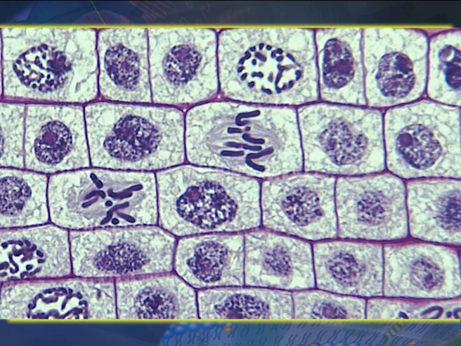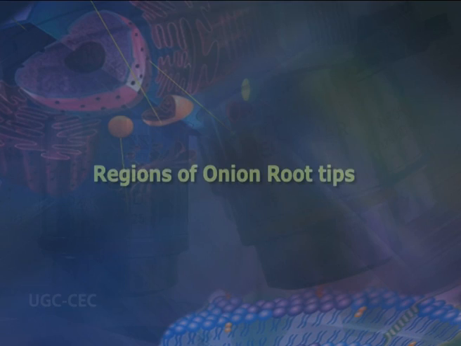The tips can be prepared in a way that allows them to be flattened on microscope slides, called squashed, so that the chromosomes of individual cells can be observed. The chromosomes can be stained to make them more easily observable. Regions of onion root tips.